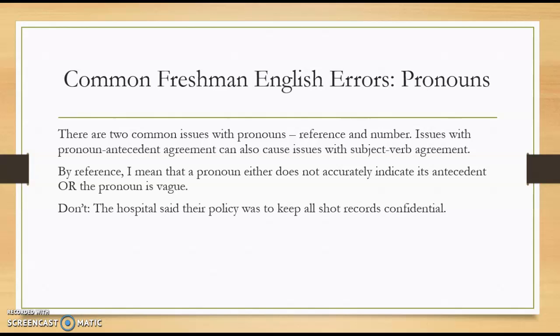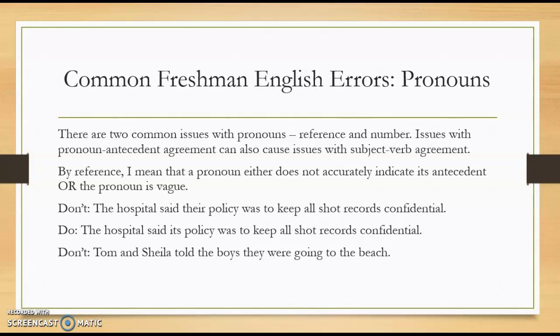So the hospital said their policy was to keep all shot records confidential. This is another problem because we are always calling institutions and organizations they and their, and it's not. A hospital is not a they, they are not people, it's an institution. So you have to fix it: the hospital said its policy was to keep all shot records confidential.